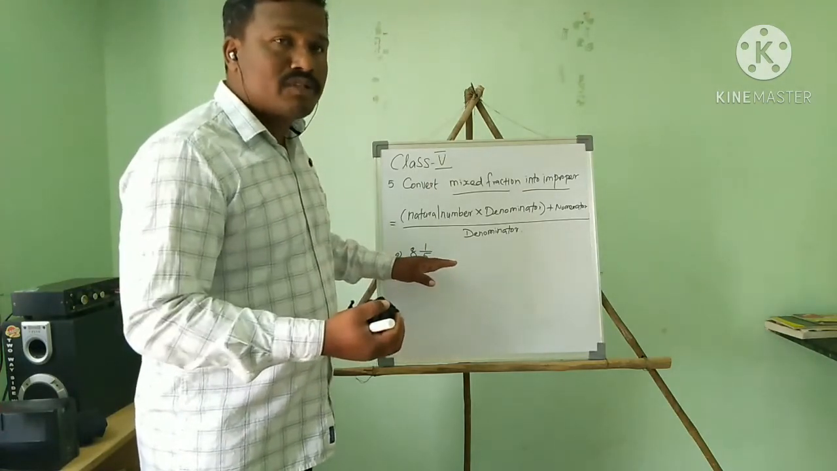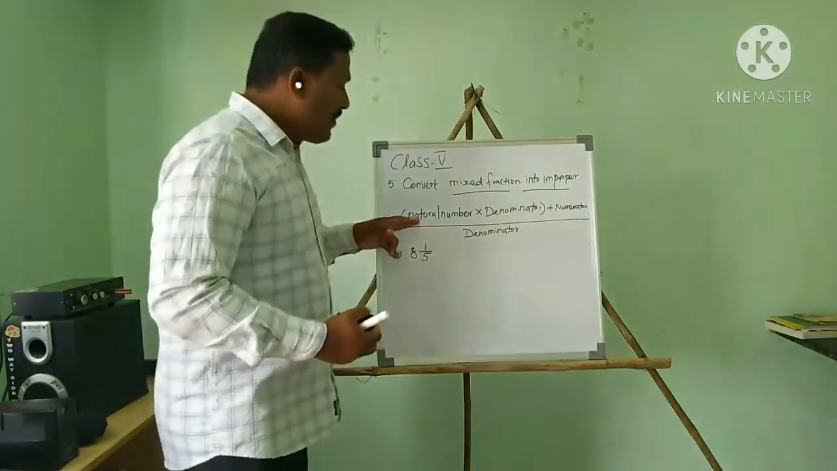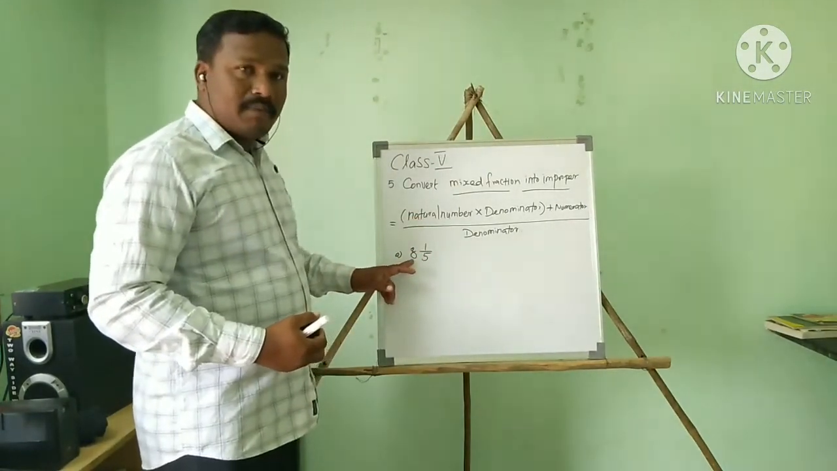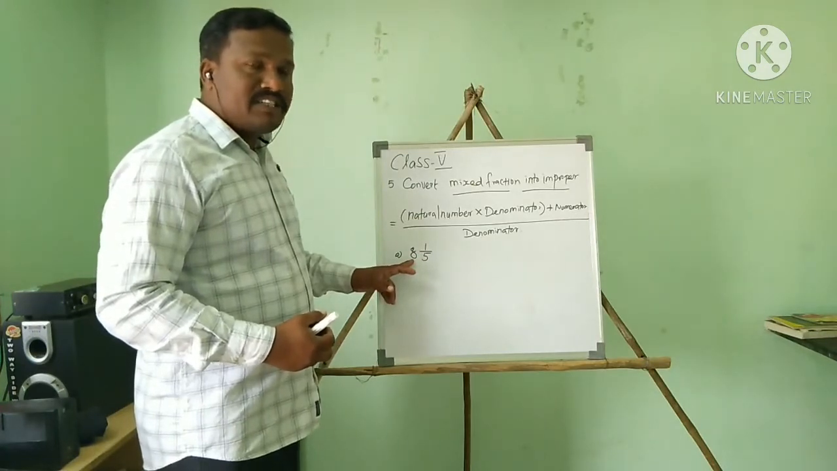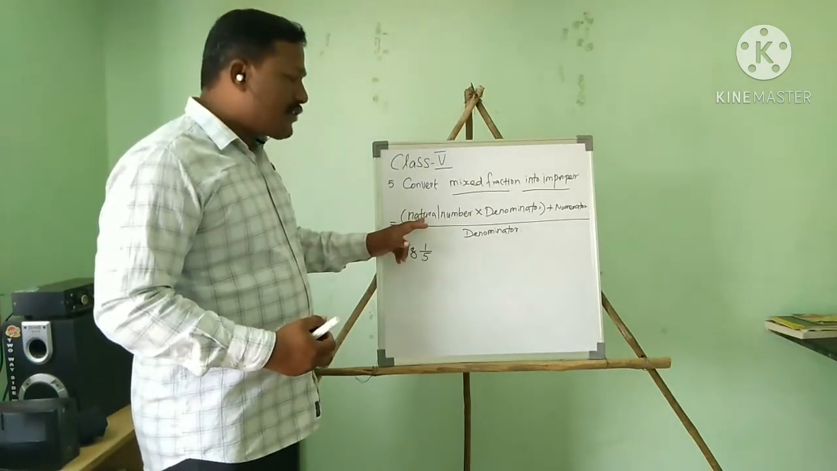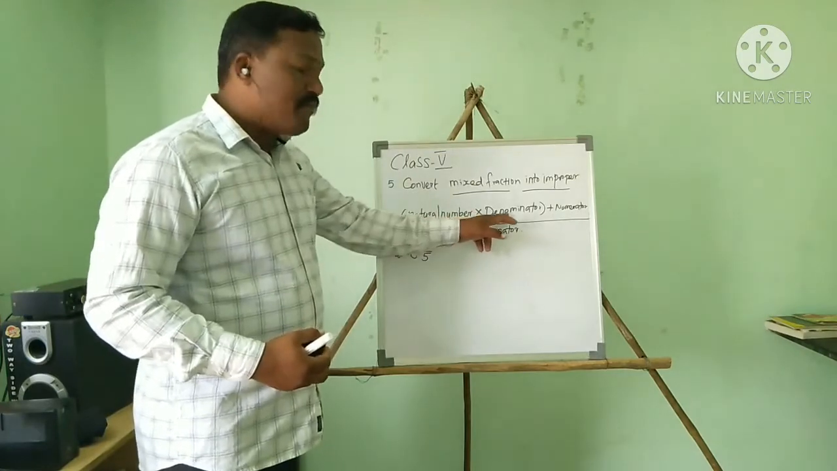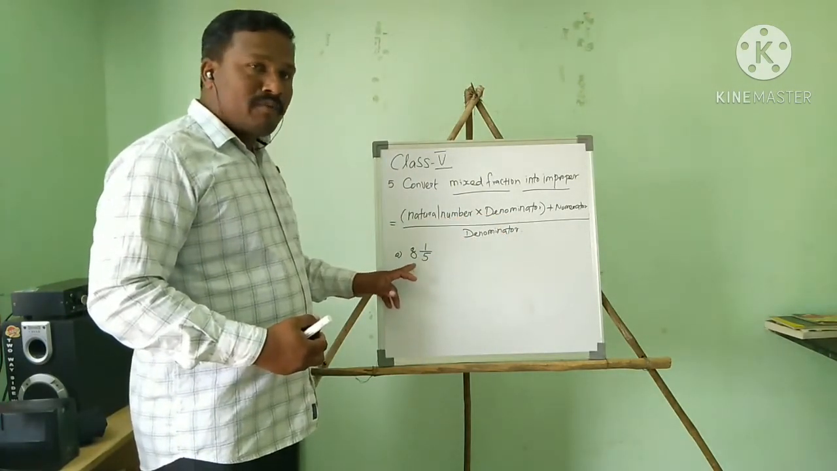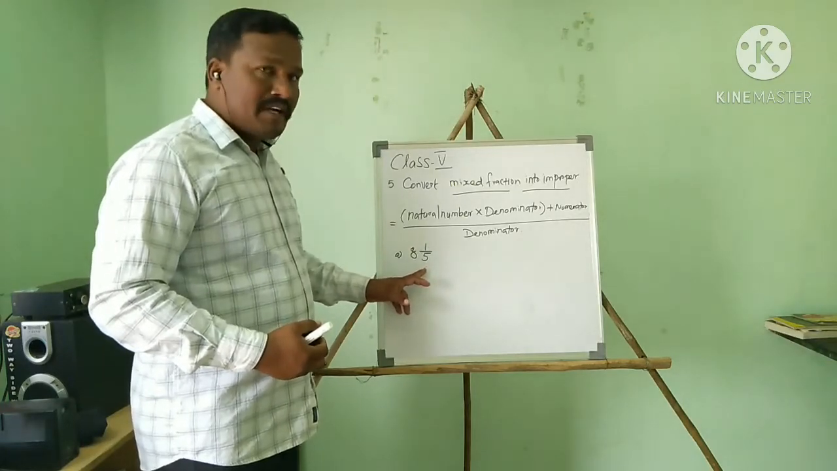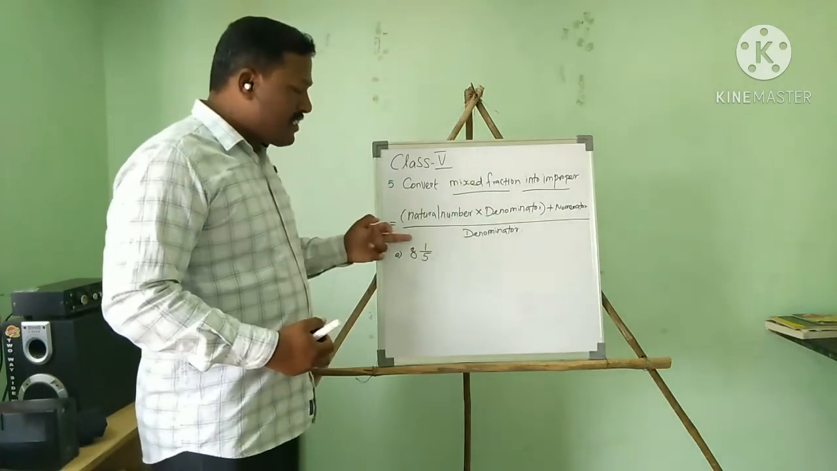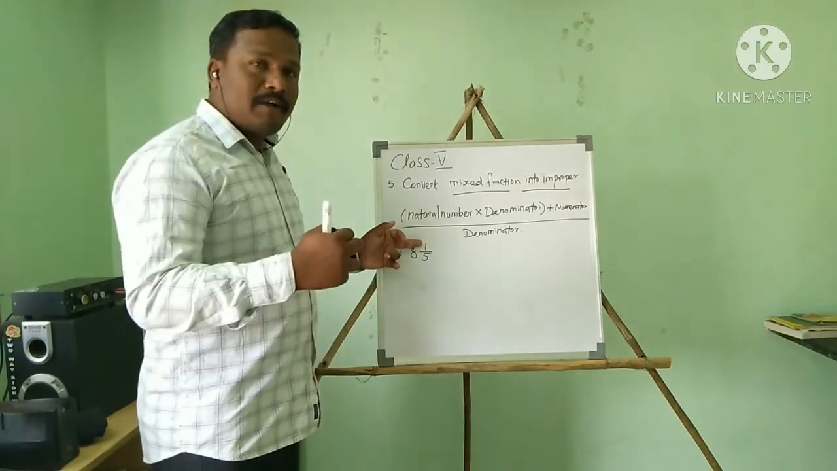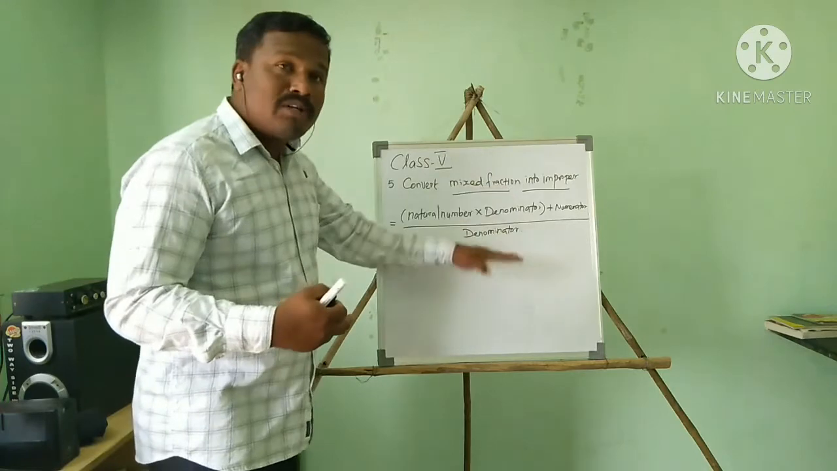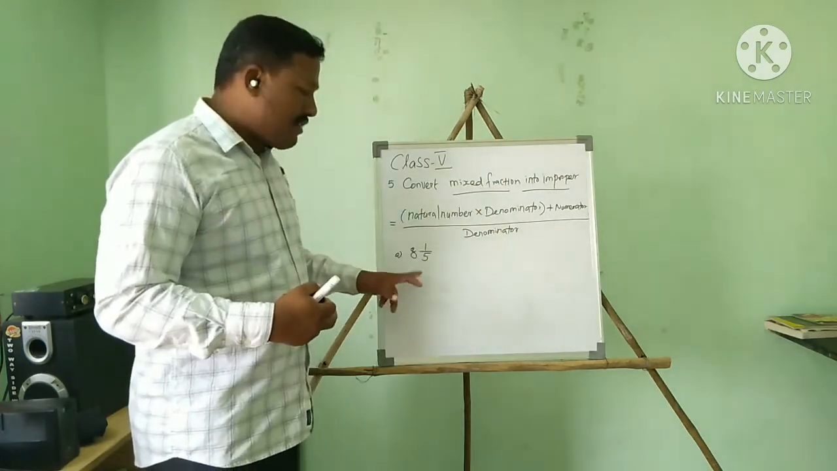So we have some rules, some formulas. Natural number, you know very well: 8 is the natural number, not a fraction. Natural number multiplied by denominator, denominator means the downside of the number, plus numerator, numerator means the upside of the division bar. You have to add, then the whole divided by the denominator. Denominator means 5.